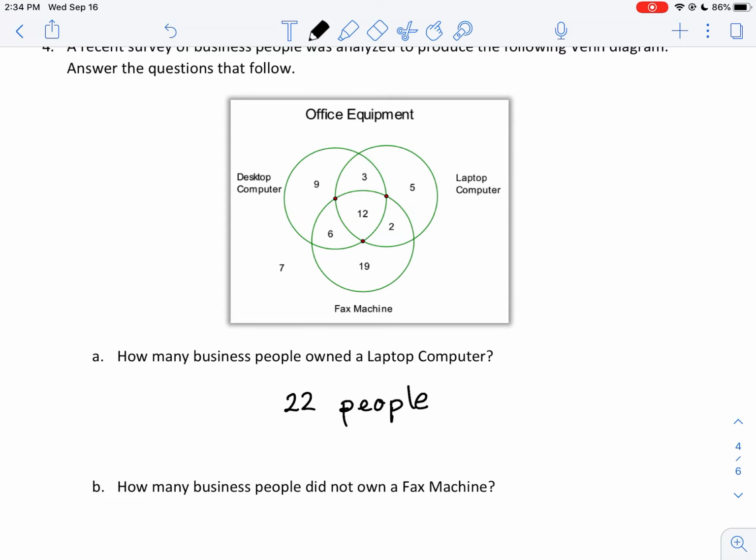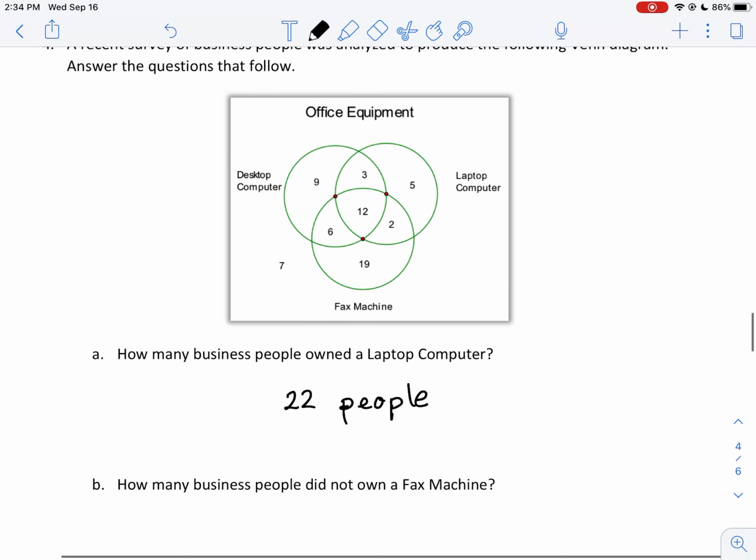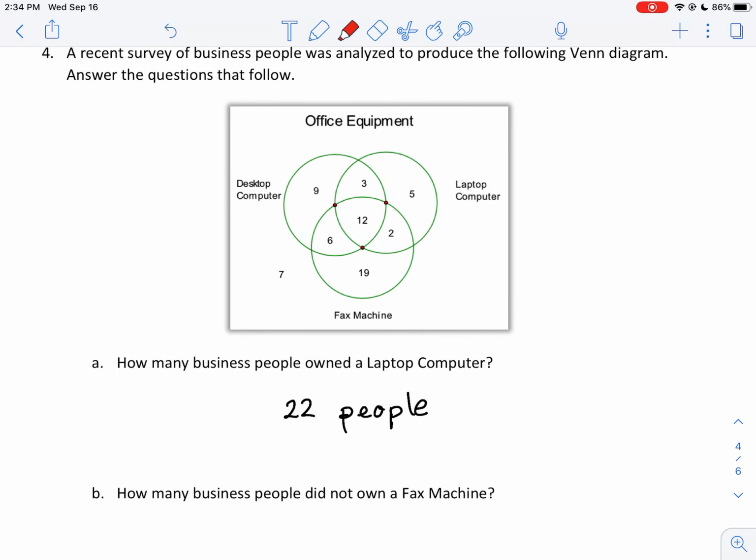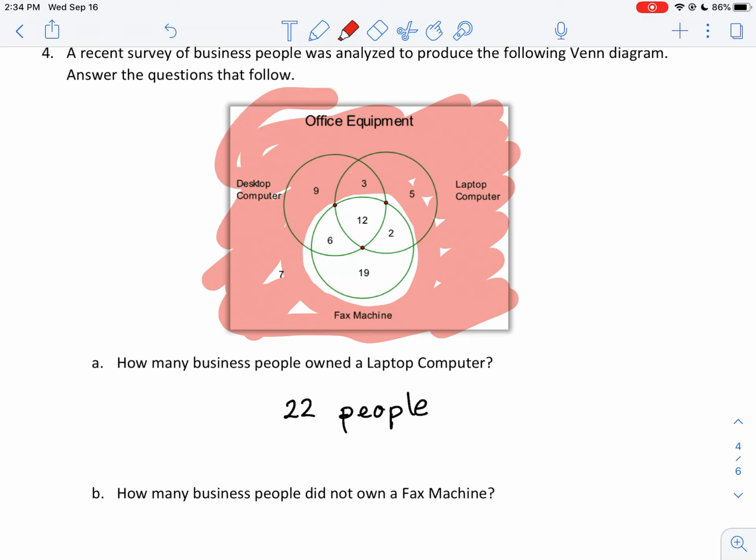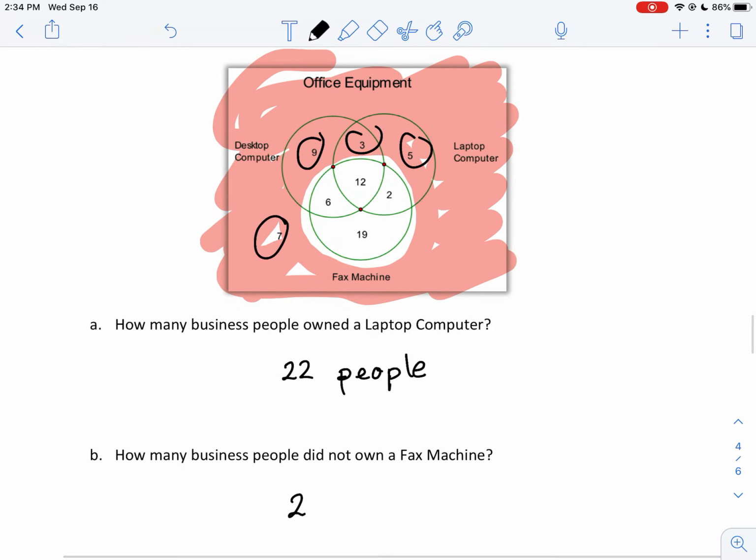own a laptop computer. How many business people did not own a fax machine? Okay, so now we want to focus on everything that's outside the fax machine circle, but still in the universe. And there are only really four numbers to consider here: the 7, the 9, the 3, and the 5. Add those numbers together, and that would be how many people don't have a fax machine. So 7 plus 9 is 16, plus 3 is 19, plus 5 is 24. Sorry, make sure I add that right. 5 plus 3 is 8, plus 7 is 15, plus 9 is 24. Okay.